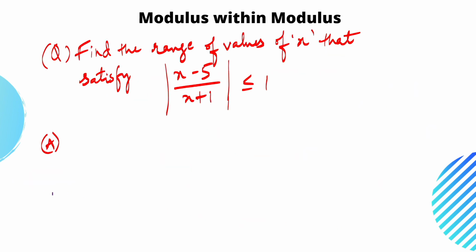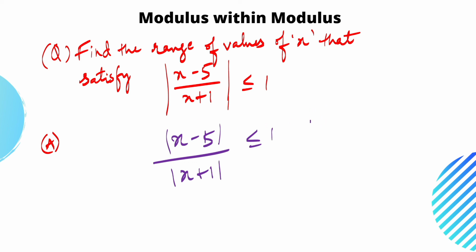Let us solve this. Find the range of values of x that satisfy modulus of x minus 5 by x plus 1 is less than or equal to 1. This is an inequality, so let us solve this. We discussed this property in the first slide. Modulus of a by b is equal to modulus of a by modulus of b. So we can divide like this: modulus of x minus 5 by modulus of x plus 1 is less than or equal to 1.